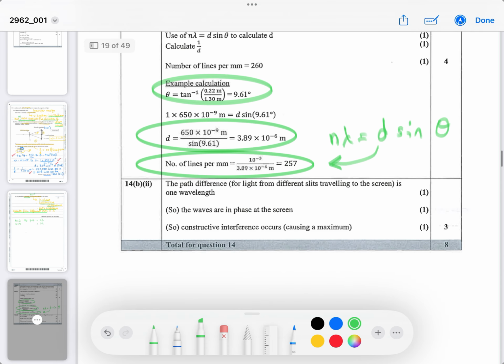Okay, and there we go. For 14b part 2, they must be in phase. Constructive interference occurs, which causes the brightness maximum, and the path difference. These are the key terms. Linking all those 3 terms will get you the marks.